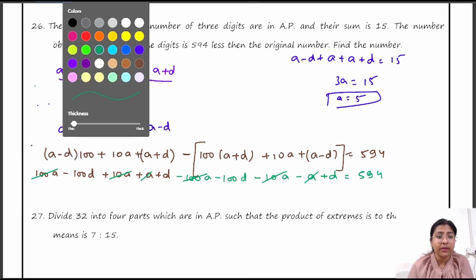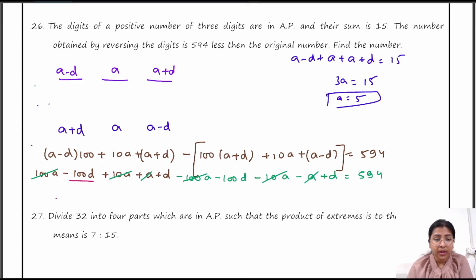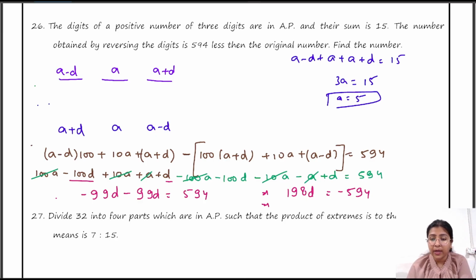Okay, so you will have how many D? 99D, minus of 99D, and from here you will have minus of again 99D is equal to 594. So the value of D will be, yes, add these two, you will get 198D is equal to minus 594. So it will be how many times?